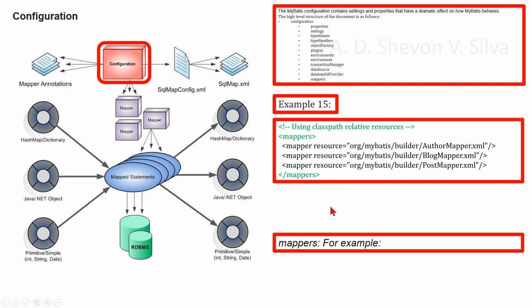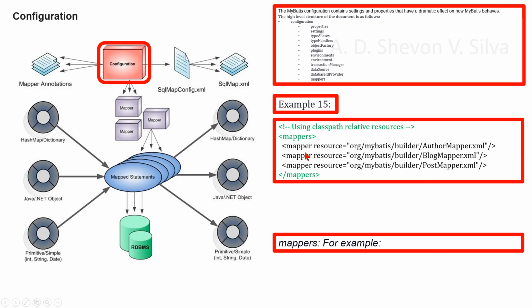Now we are considering mappers. Now that the behavior of MyBatis is configured with the previous configuration elements, we are ready to define our mapped SQL statements. But first we need to tell MyBatis where to find them. Java doesn't really provide any good means of auto-discovery in this regard. So the best way is to simply tell MyBatis where to find the mapping files.